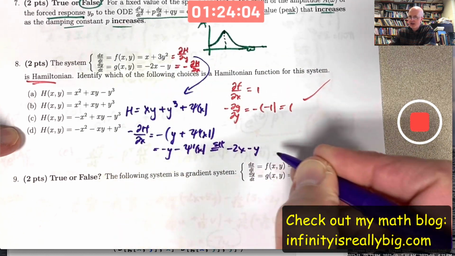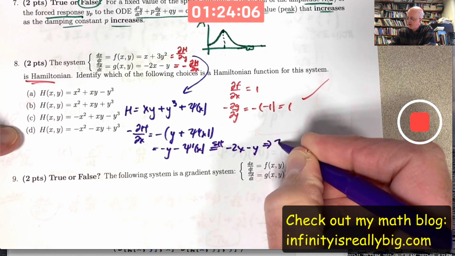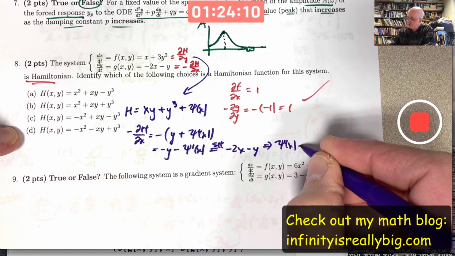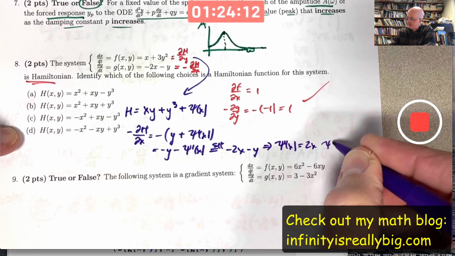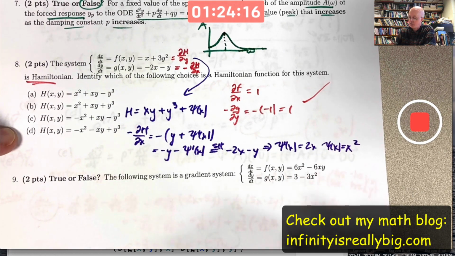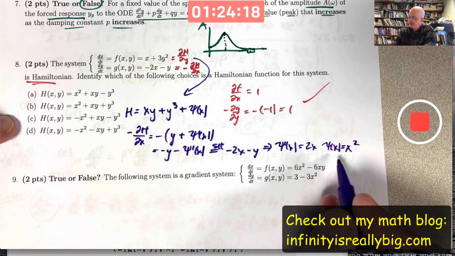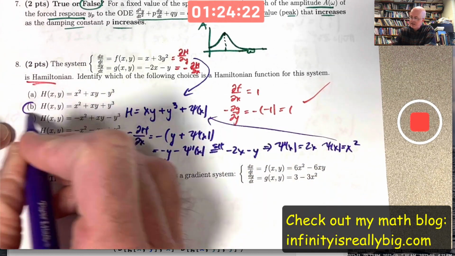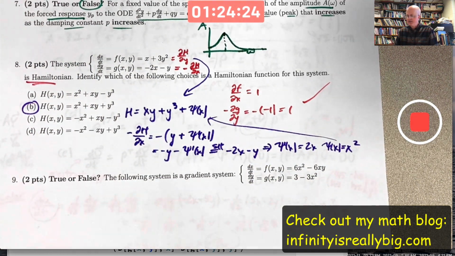The minus y is already matched, and therefore psi prime of x, to make these equal, is 2x, and psi of x can be taken to be x squared. Plus any constant, any actual constant works. But anyway, the fact that psi of x is x squared, plug that back up into here, means the answer is B. Any constant added to that would work as well.